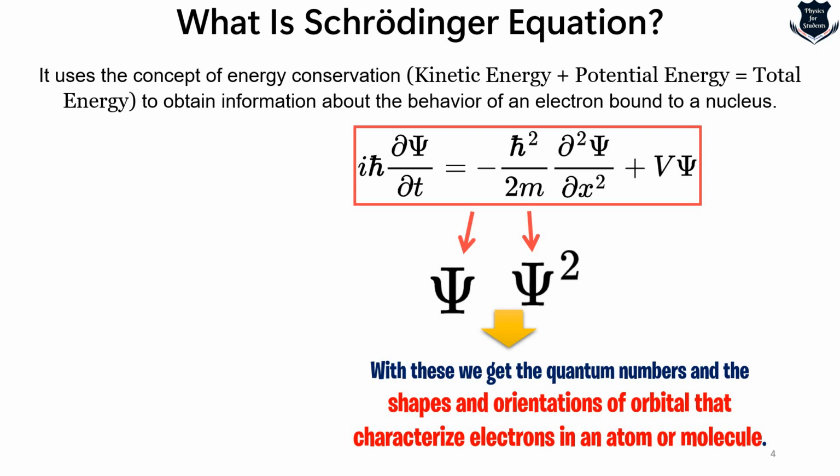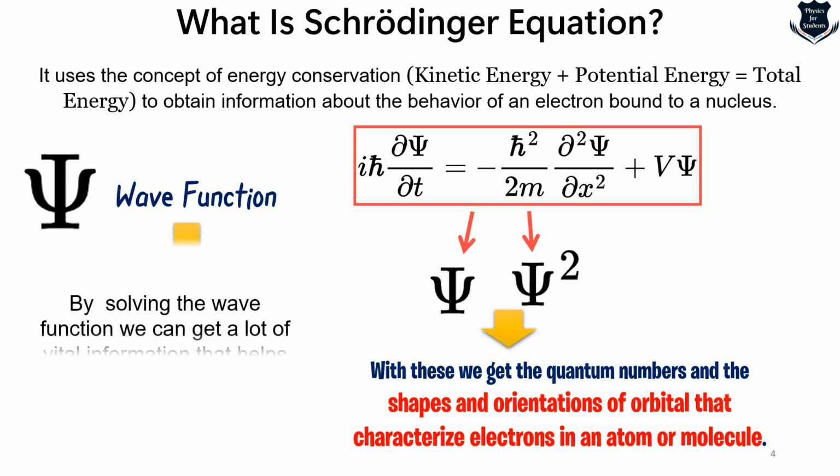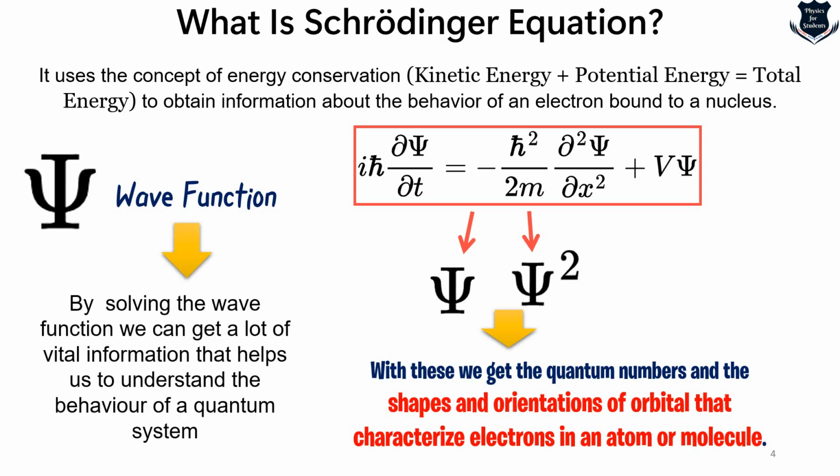But apart from this understanding, there is something called a wave function. I've discussed it earlier in my videos on quantum mechanics: what is a wave function? But just to understand, by solving the wave function, we can get a lot of information which helps us to understand, predict or analyze a quantum system.